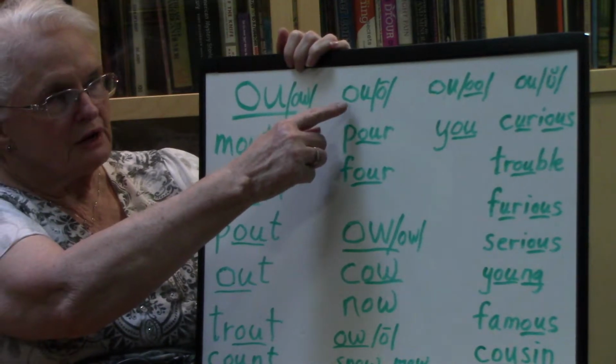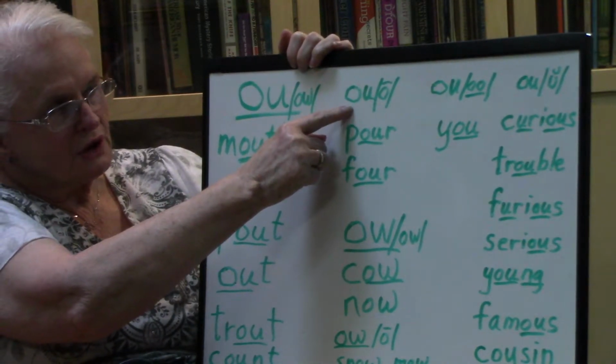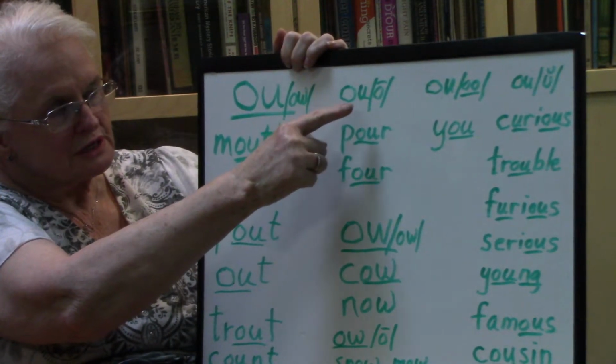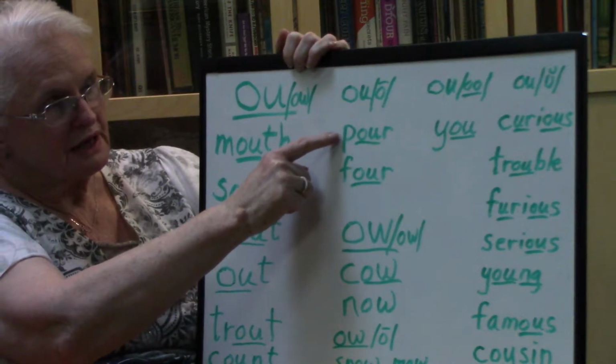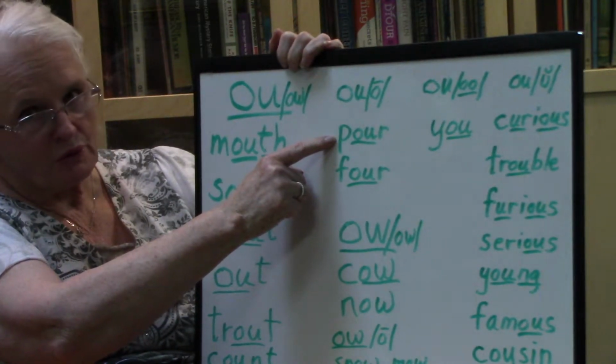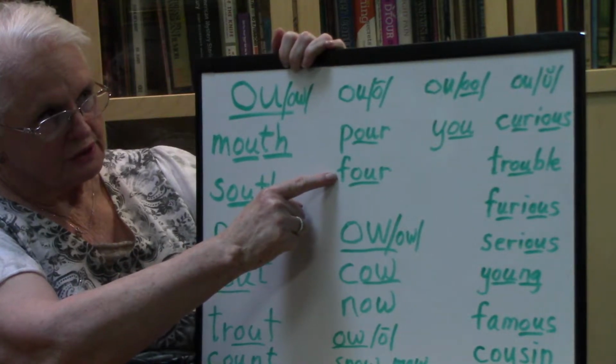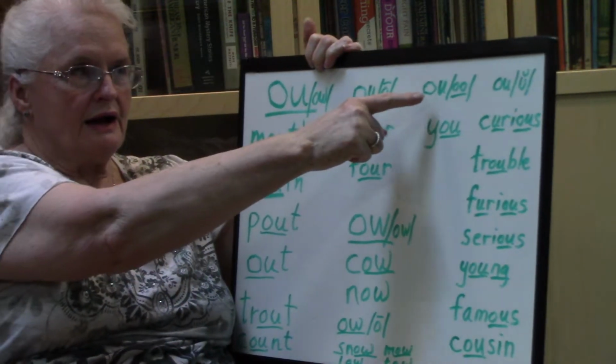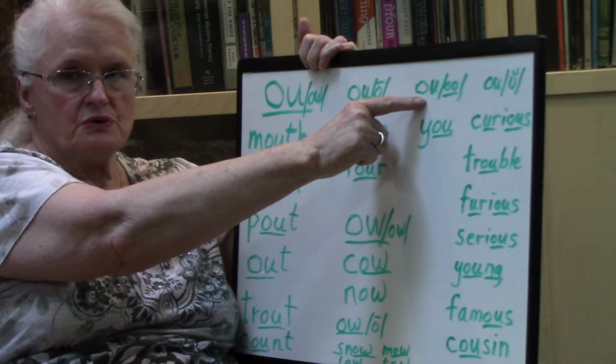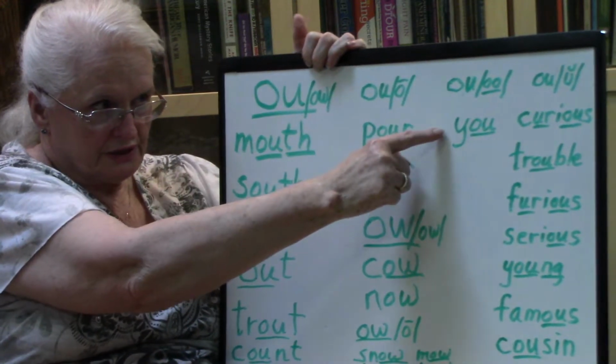Next sound for ow, o, oo, uh is o. O-u says o in some words. For example, pour, for. Ow, o, oo, uh says oo for its third sound, as in you.